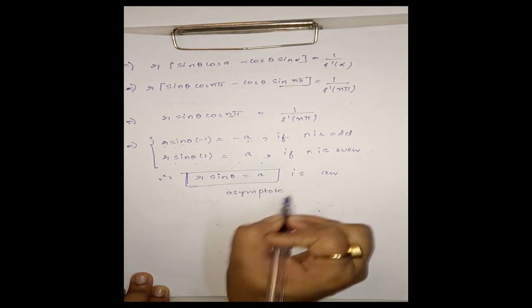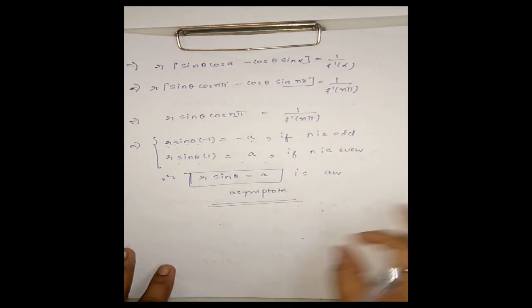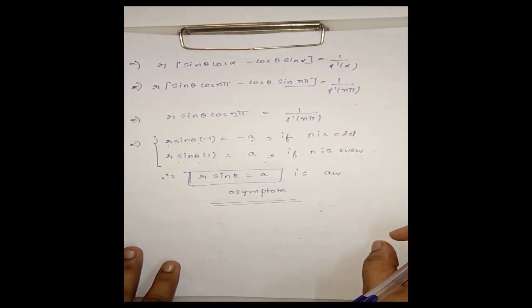Okay, this is how we have to find the asymptotes of polar curves. That's it for polar curves.